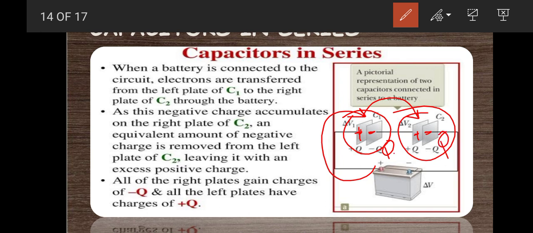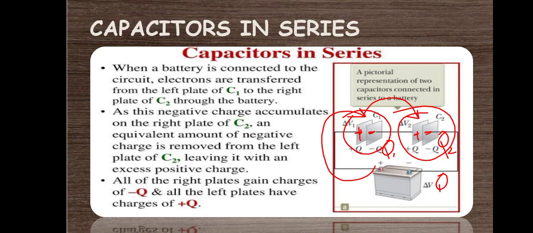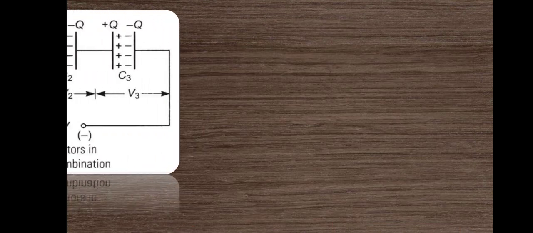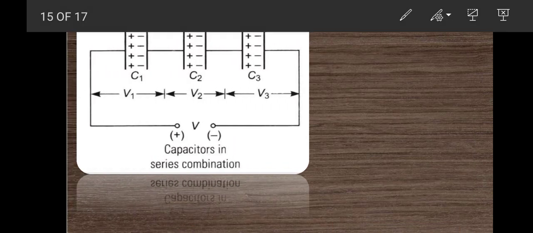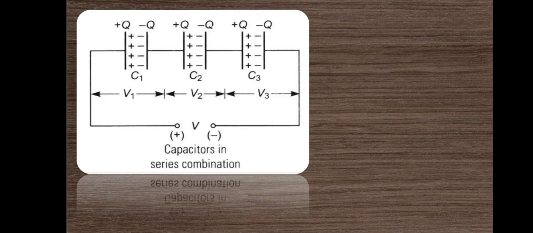So in place of Q1 and Q2 we will only use Q, because they will have the same amount of charge accumulated on their plates. Let's discuss it. Here is a series combination of capacitors. You can see 3 capacitors here and they are connected with the battery.